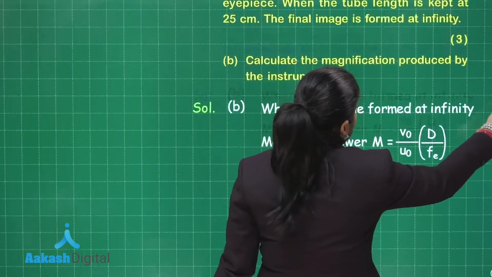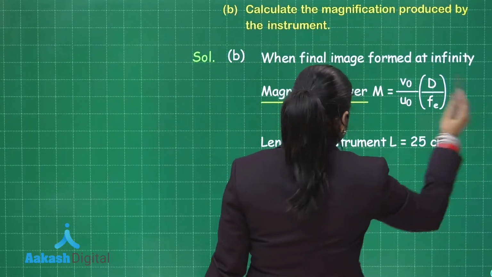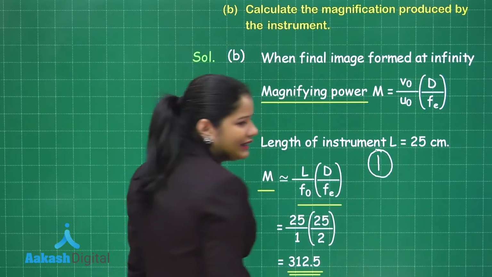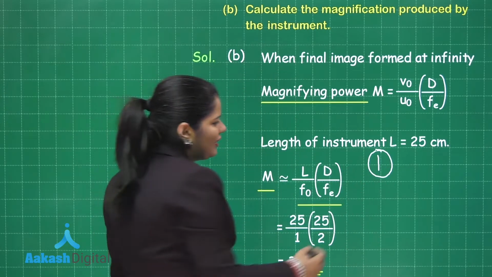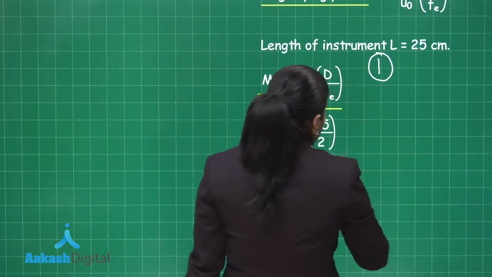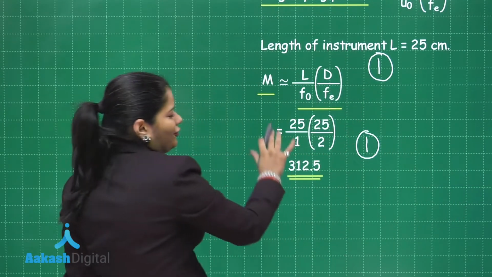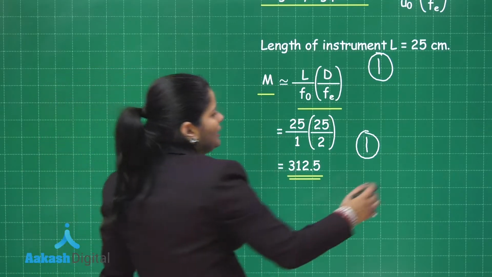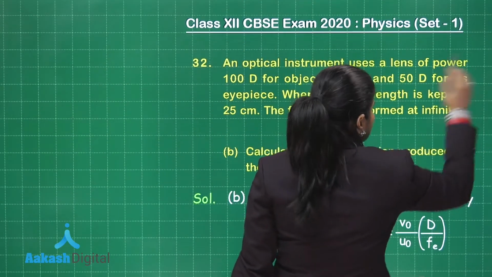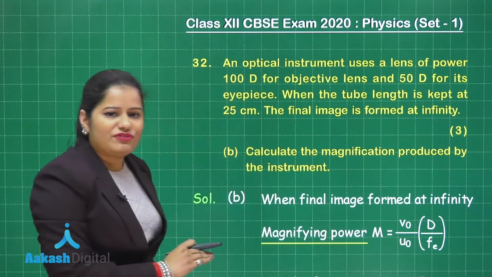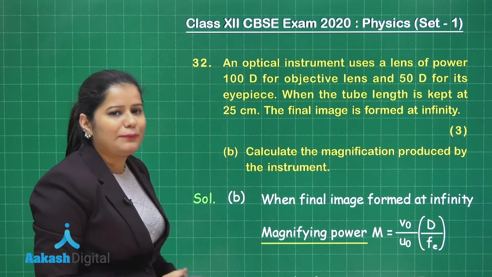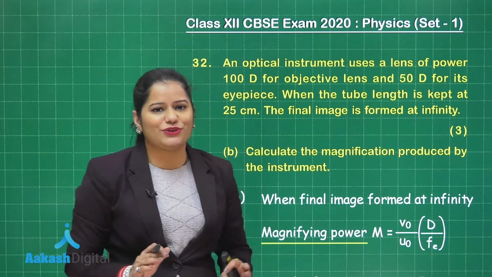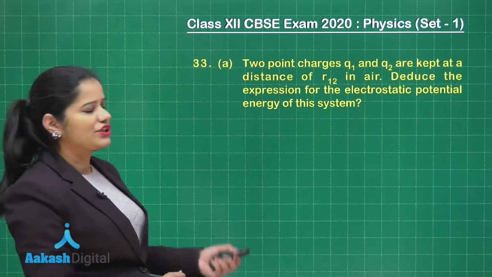For this part of the question आपको 2 मार्क्स मिलेंगे. पहला मार्क आपको मिलेगा जब आप करेक्ट मैग्निफिकेशन का फॉर्मूला लिखेंगे, that what is going to be the magnifying power, and 1 mark you will get for the substitution of values as well as for the calculation of the final result. So this is how you will score 2 marks for this part and 1 mark for the previous part, which will give you 3 marks for this question number 32. I hope that is clear to you. Now let's move on to the discussion for the question number 33.